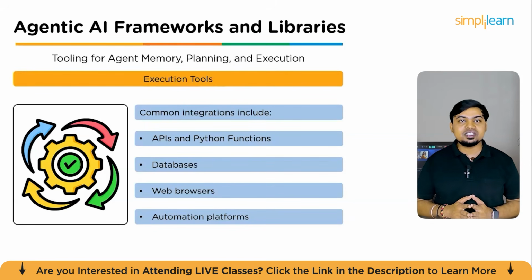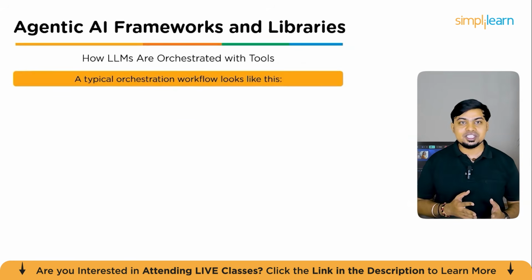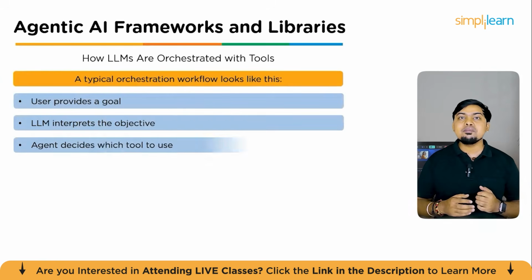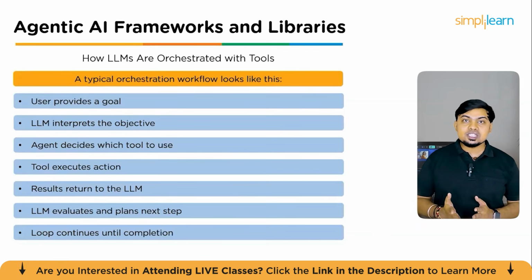Now, we come into the fourth stage, which is about how LLMs are orchestrated with tools. At the heart of Agentic AI is orchestration. Coordinating LLM's reasoning with external tools. A typical orchestration workflow looks like this. User provides a goal, LLM interprets the objective, agent decides which tool to use, and executes the action. Results return to the LLM, and LLM evaluates and plans the next step. This loop continues until the completion of the task.